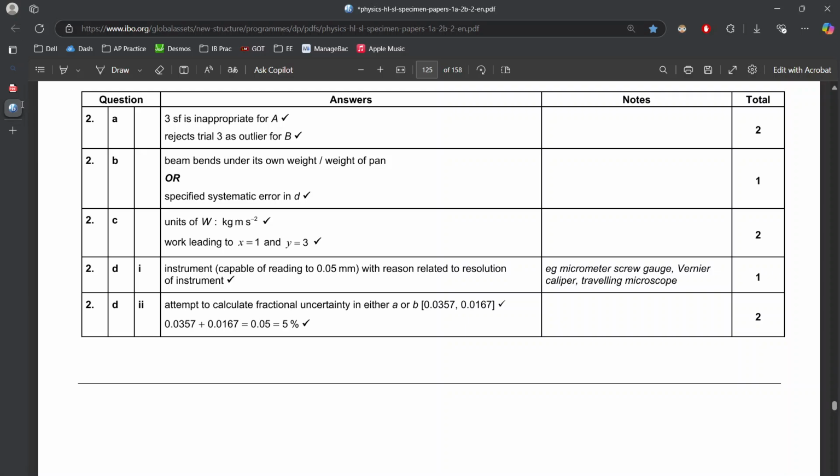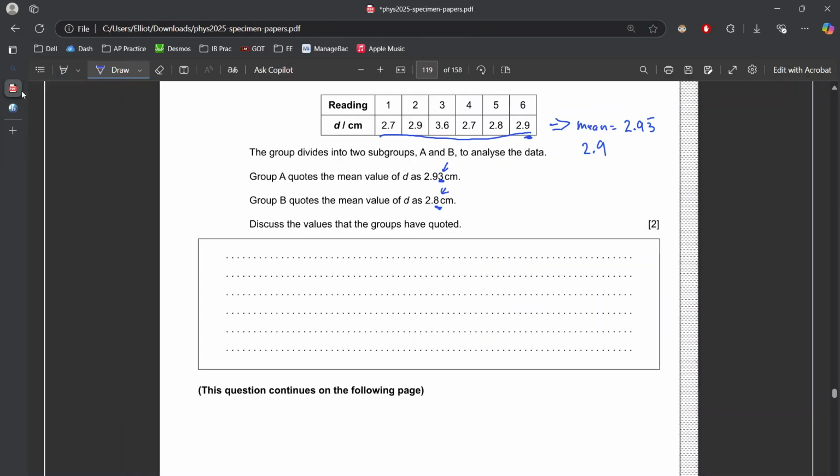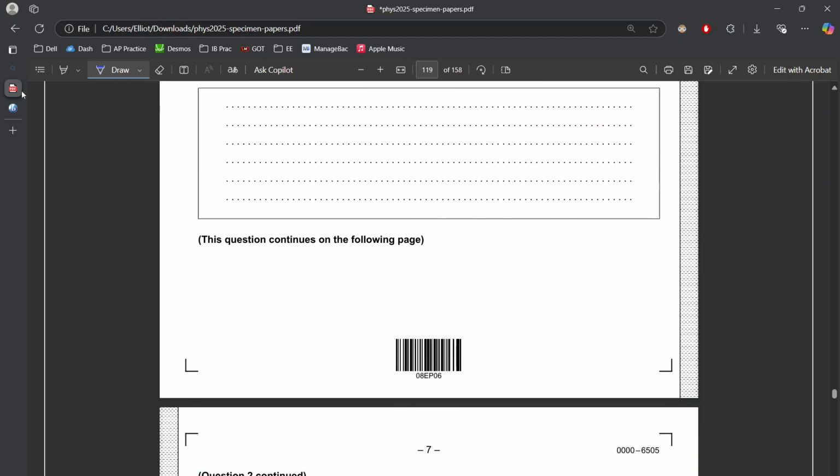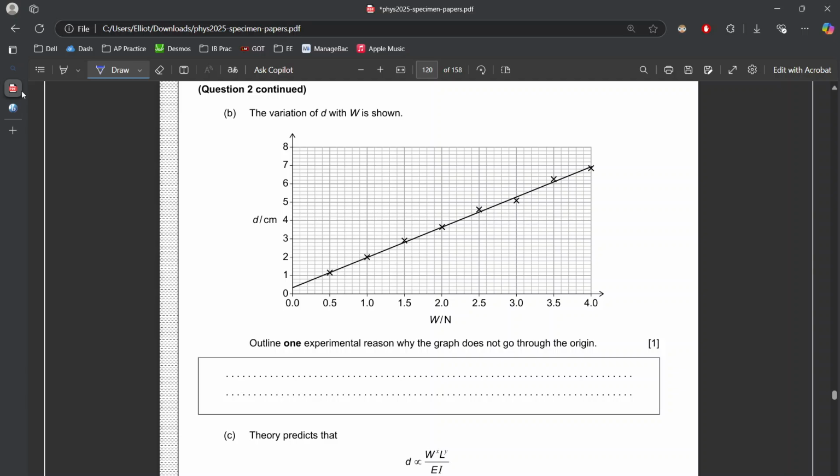3 sig figs is inappropriate for A. Rejects trial 3 as outlier. Okay, so you see B did not account for that. You probably should specify the trial as an outlier. I wouldn't have gotten that mark because I didn't specify. So in the future, you should talk about exactly where that overestimation came from.